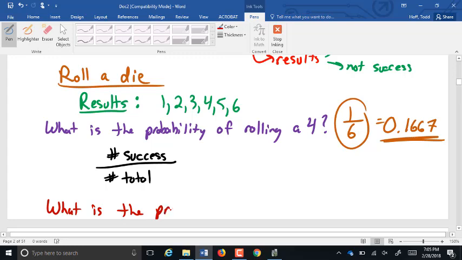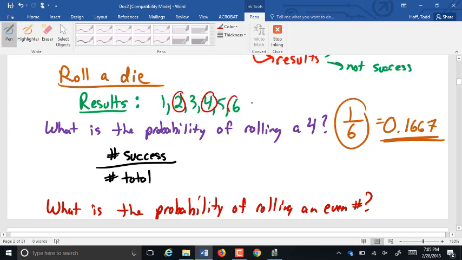What if we ask, what is the probability of rolling an even number? How many even numbers are there? There's 3 out of 6, or 0.5.